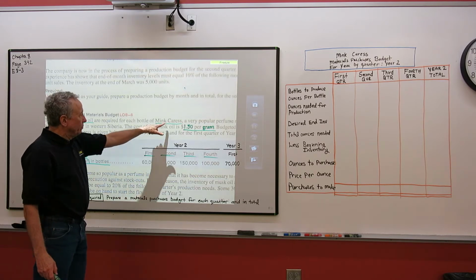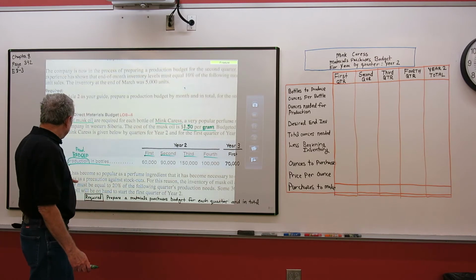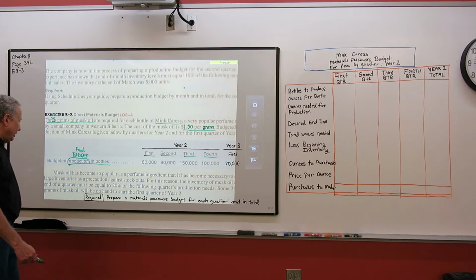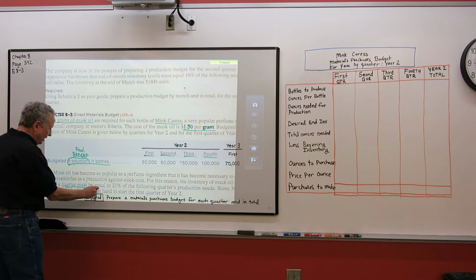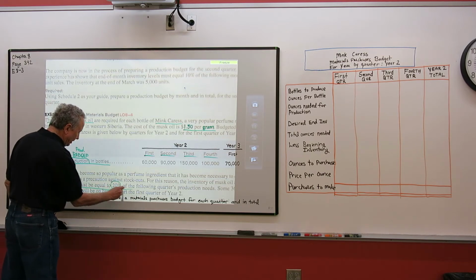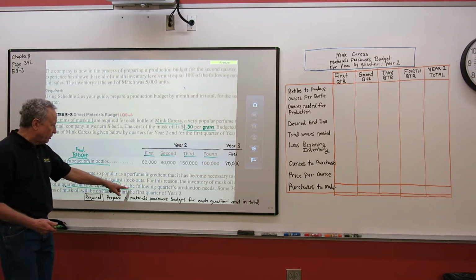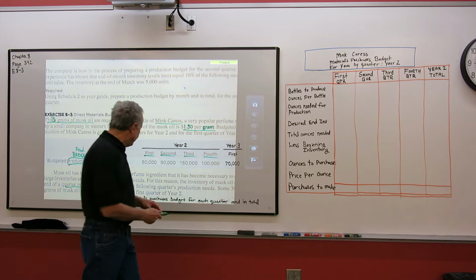The name of the perfume is Mink Caress, but musk oil is the main ingredient, and I actually think there's validity in this. I think they do use musk oil. They use a lot of those musk scents to make perfumes. But it's become so popular that they also have to maintain an inventory of 20%. That's important too. Again, 20%. What they're saying is they have to maintain an inventory of 20% of the following quarter's production needs.